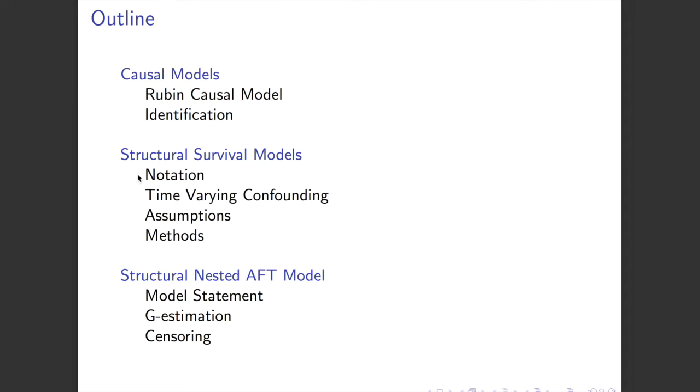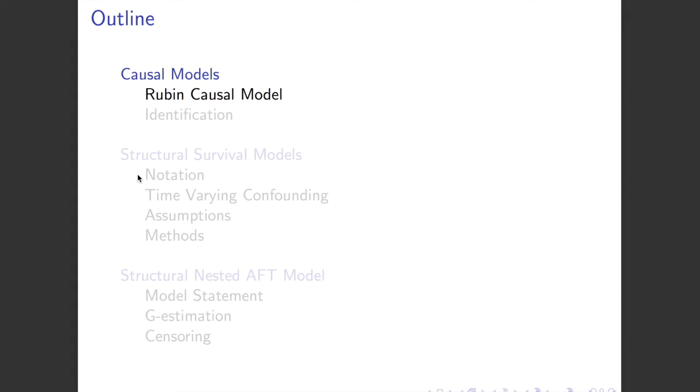So we're going to go over causal models in general, because I think that'll be helpful for understanding structural survival models. The Rubin causal model, identification, and then we'll get into the meat of the talk, which is structural survival models in general. We have to do a little notation, time-varying confounding, assumptions, and methods to deal with time-varying confounding. And then one of those methods is structural nested accelerated failure time models using G-estimation. So we'll go over what that is and how to deal with two types of censoring.